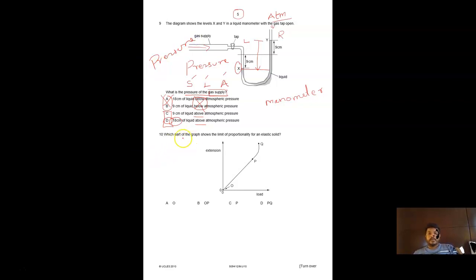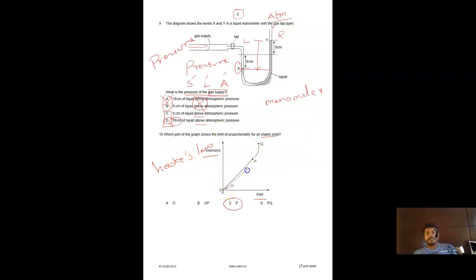And question number 10: which part of the graph shows the limit of proportionality for an elastic solid? It is Hooke's law. It's a question from Hooke's law. So whenever you see the extension load graph, elasticity, this is from Hooke's law. So which part of the graph shows the limit of proportionality for an elastic solid? The answer is C.